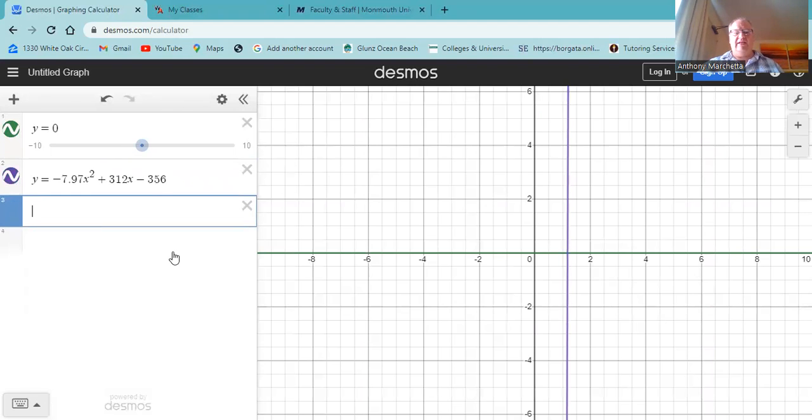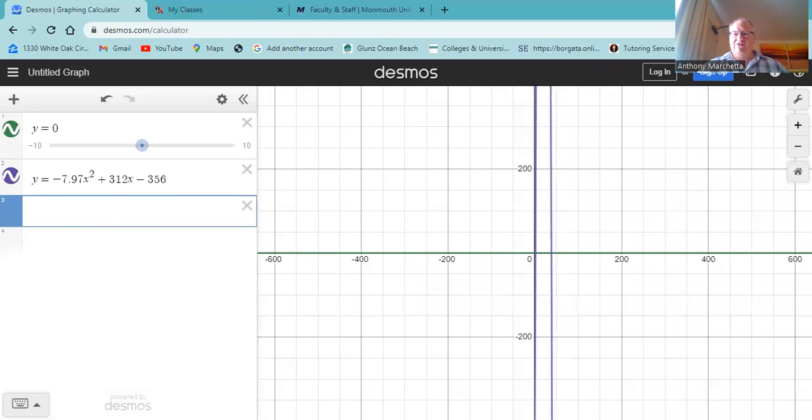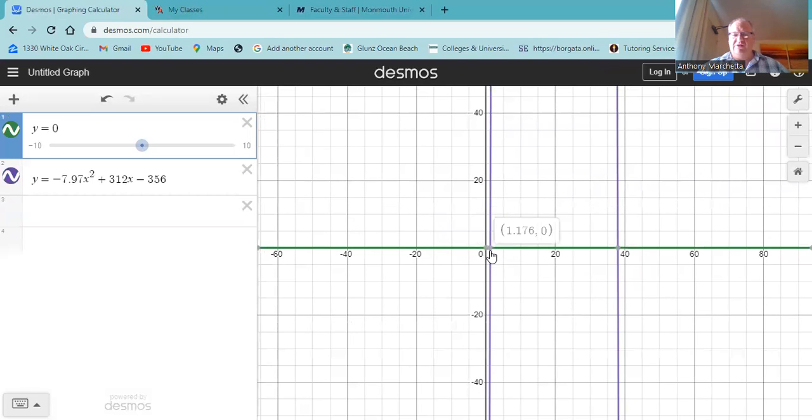Now, it may look like a straight line, but it certainly is a parabola. It's just a really, really humongous one. Let's zoom out and take a look at it. There it is. And where does it cross through? Well, it crosses through in 2 places, does it not? It crosses through at 1.176, and it crosses through again at 37.97.